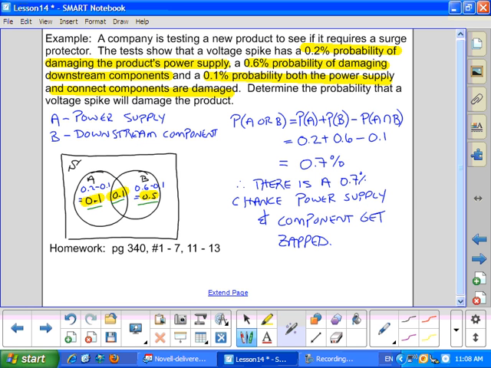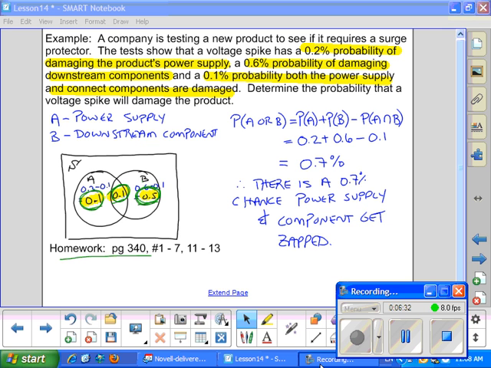So 0.1 that it is just your computer, 0.5 that it is just the hooked up component, and then the 0.1 for both of them getting zapped, which is still in that OR situation. So you end up with that 0.7. All right, so either method will work, Venn diagram or formula. A lot of people like the formula. Try the homework. If you have any questions, please make sure you come and see me, and we'll get them straightened out prior to the test.